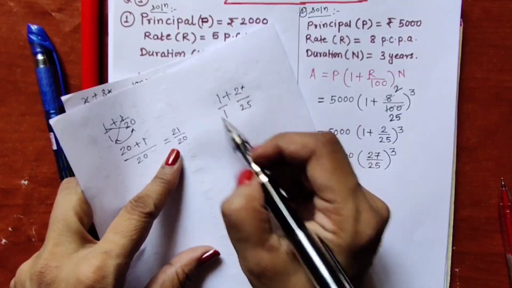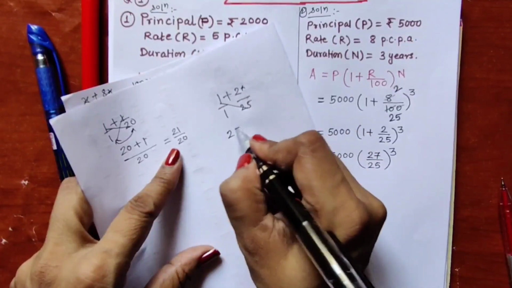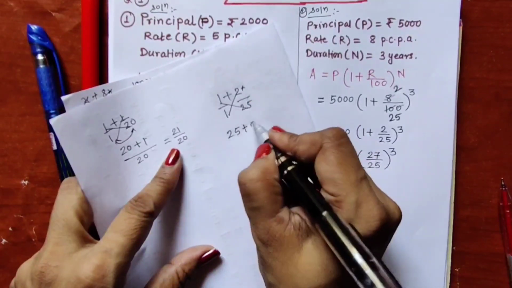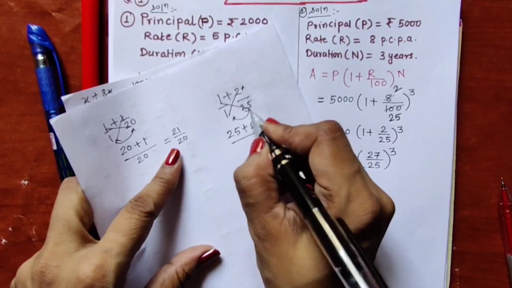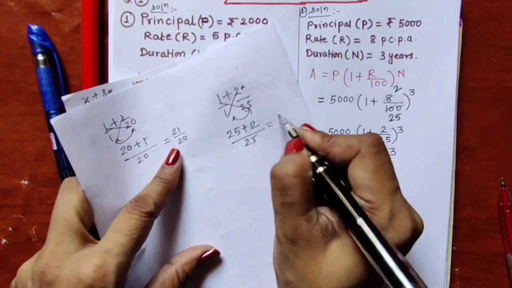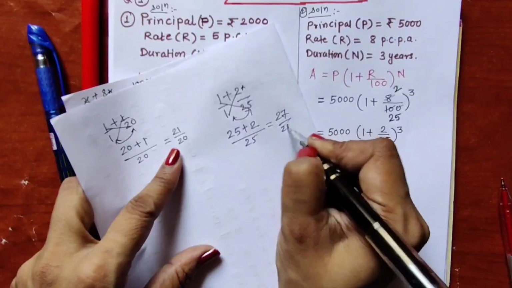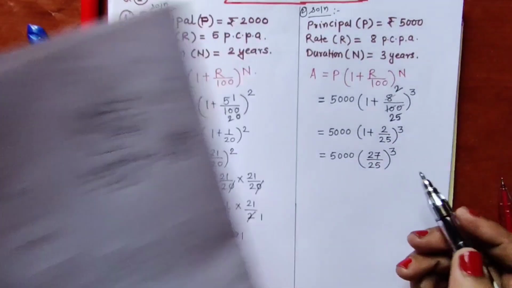This 1 means 1 upon 1. So 1 into 25 is 25, plus 2 into 1 is 2, upon 25 ones are 25. So 25 plus 2 is 27 upon 25. In this way we have to do this cross multiplication.